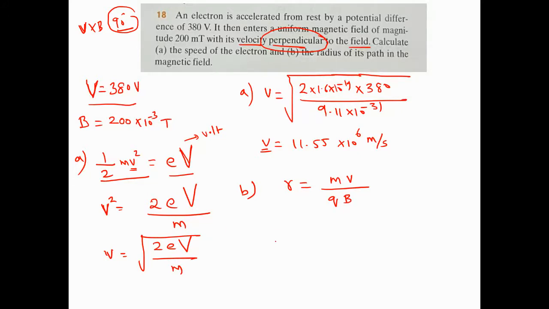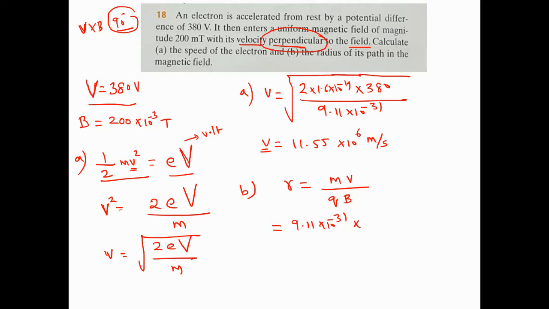So what's the mass of the electron? The mass of the electron, we know this is a constant value, 9.11 multiplied by 10 to the power of minus 31. Don't worry about the constant value. All the constant values will be given in your exam paper. So 9.11 multiplied by 10 to the power of minus 31.